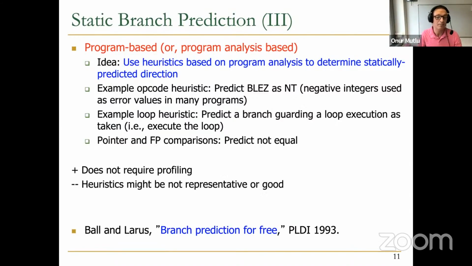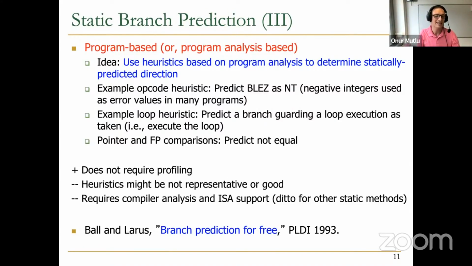But heuristics may not be representative or good in this case. And it requires compiler analysis and ISA support. This is true for other static methods as well, as we discussed. Okay, but these folks actually show that at the time and the programs they have examined, you get 20% misprediction rate for branches if you actually employ these heuristics. So it's not bad, 80%. I would argue that in existing systems, it's going to be much harder to get to that level, especially with hard to predict branches. And the difficult part is really the hard to predict branches today.